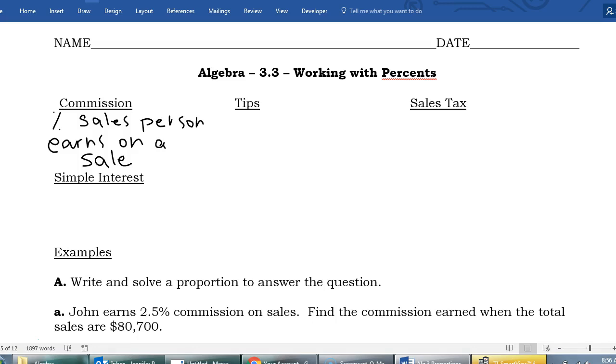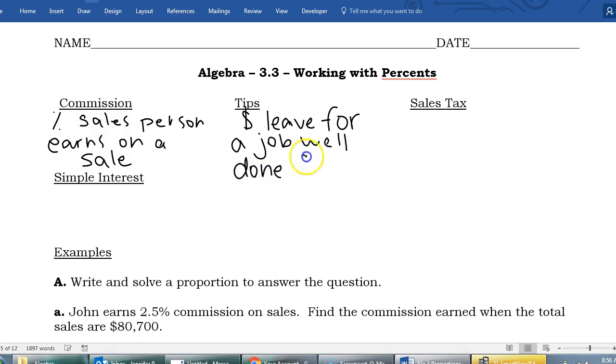A tip would be a percent or money that you leave for a server if they do a good job. For any kind of service. So it's getting even more and more common now to see tip buckets at fast food restaurants, but anytime a worker does you a service and you want to give them a little extra to show your appreciation, that's called a tip. Last one is sales tax, and that would be a percent or money that goes to the government.